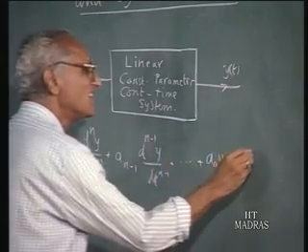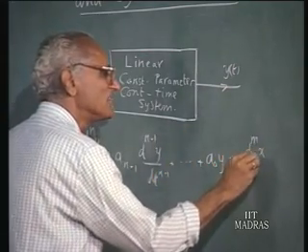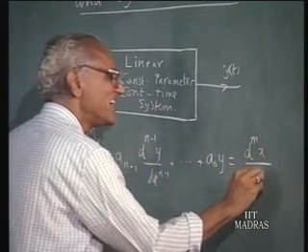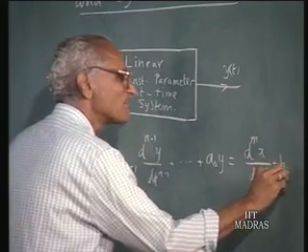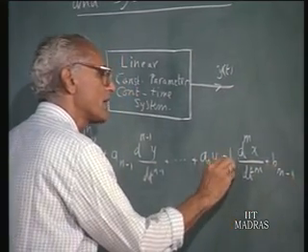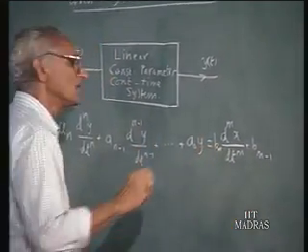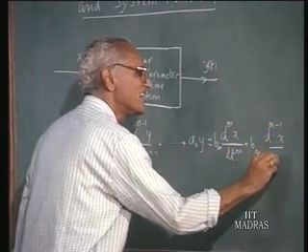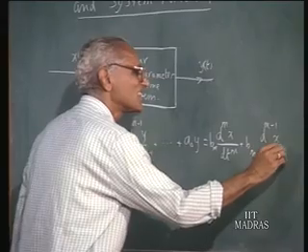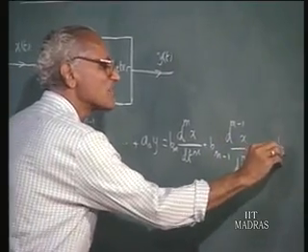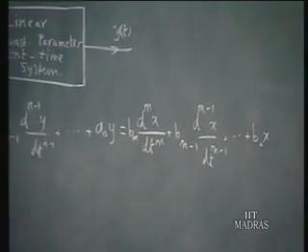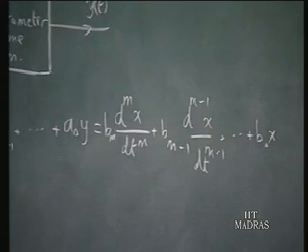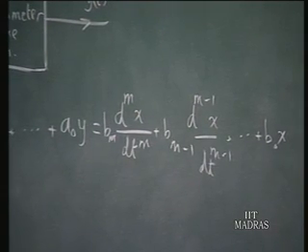equals b_m d^m x/dt^m plus b_(m-1) d^(m-1) x/dt^(m-1), so on and so forth, plus b_0 x. So this is an nth order differential equation connecting the output quantity y with the input quantity x.